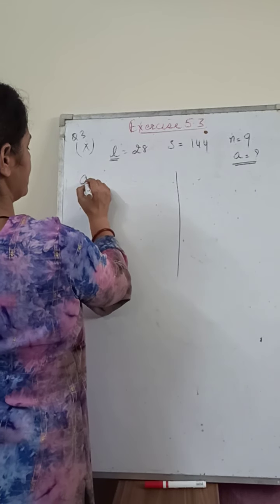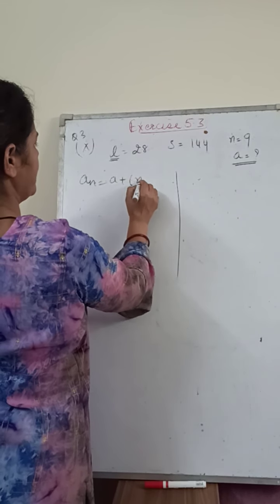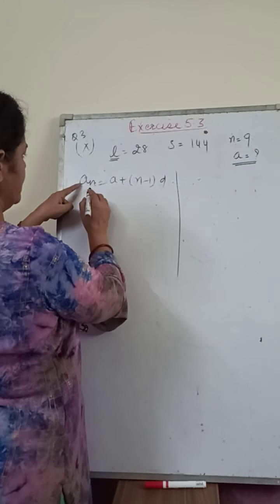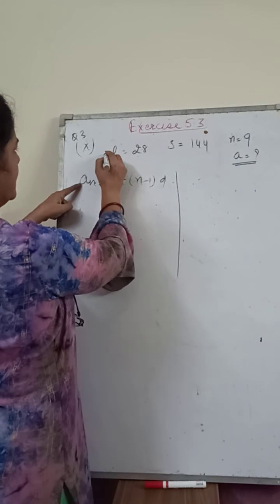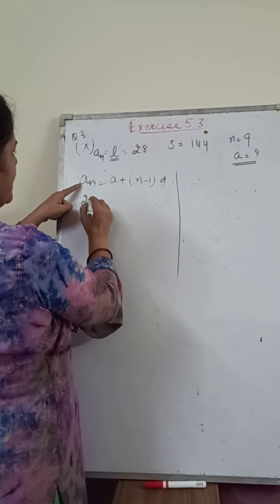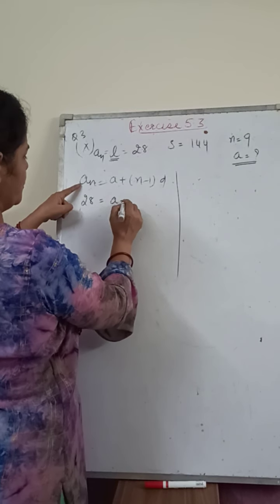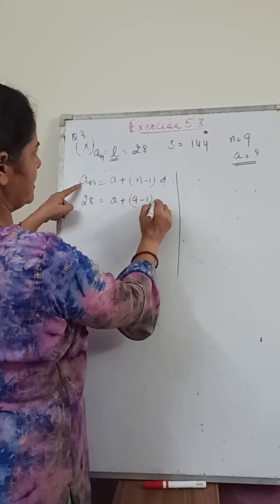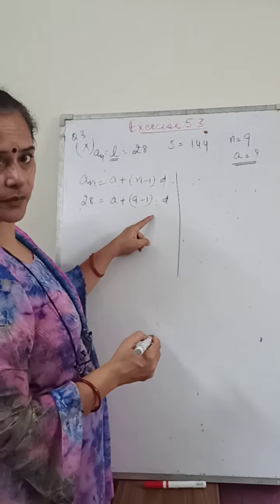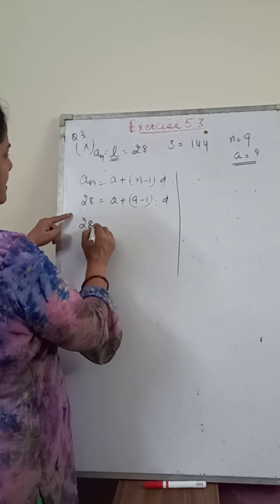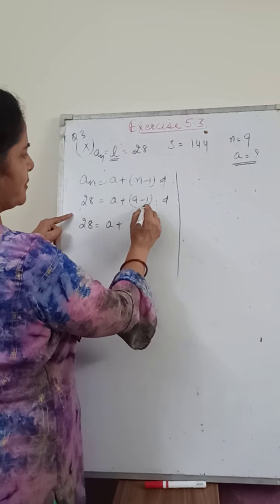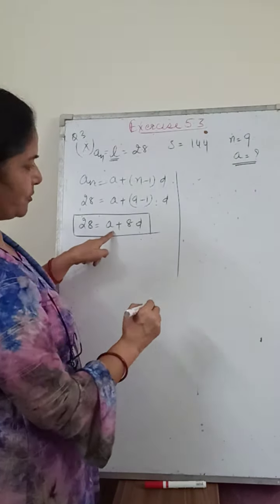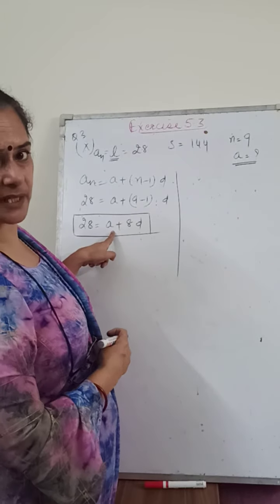First, I am given the last term. An is equal to A plus N minus 1 into D. This is An, the last term. 28, A I don't know, plus N, 9, minus 1, D I don't know, right. So 28 is equal to A plus 9 minus 1, it is 8, D. I just tell you this is a linear equation in 2 variables, right.